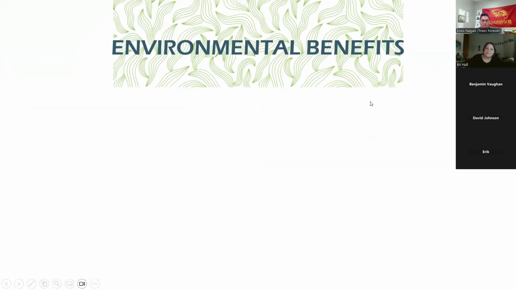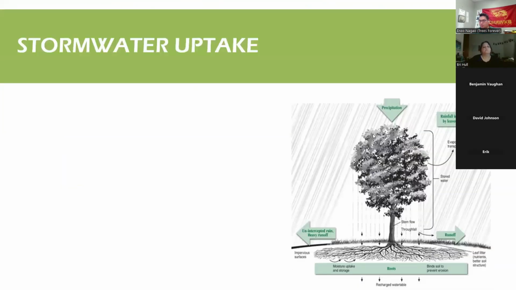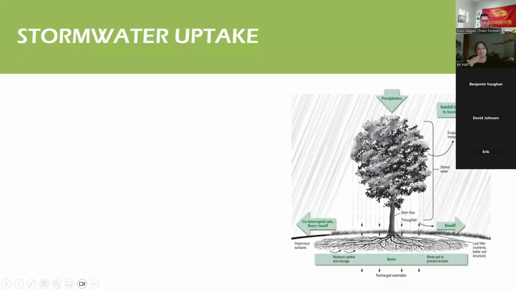And on to those environmental benefits. Trees help with our stormwater uptake, reducing flooding and erosion. They have a cooling effect, of course, and that doesn't just impact humans, but that impacts our wildlife, including insects. Carbon sequestration, one of my favorite words. And it also provides that wildlife habitat. So, looking at this diagram here, we're going to run through it.